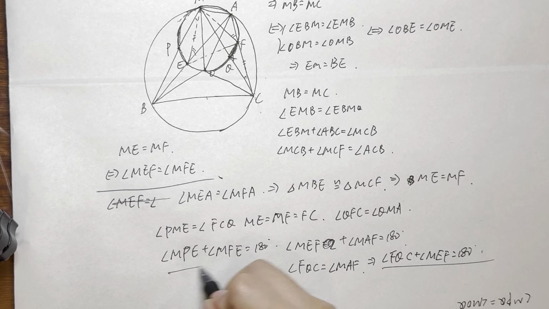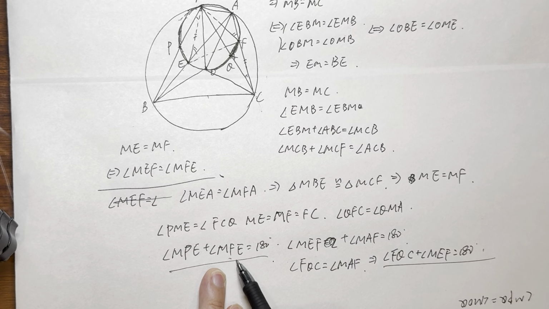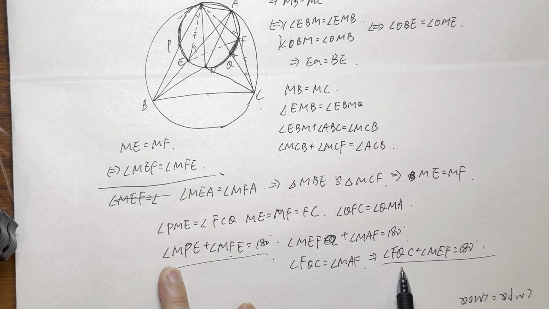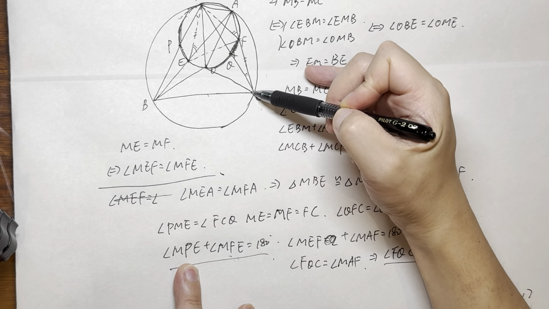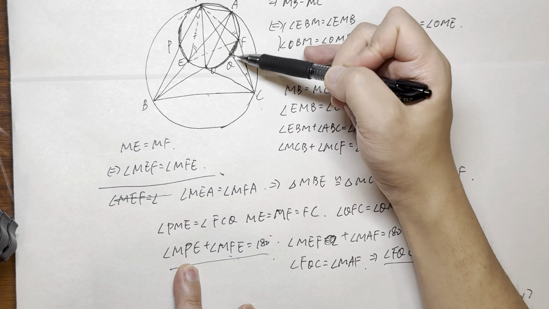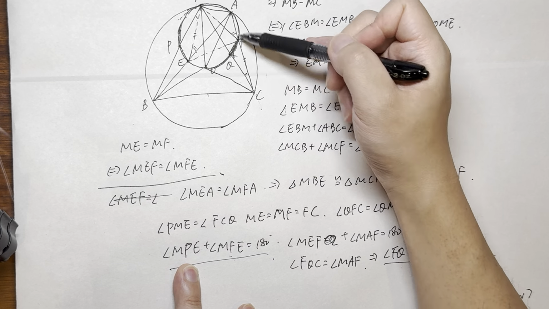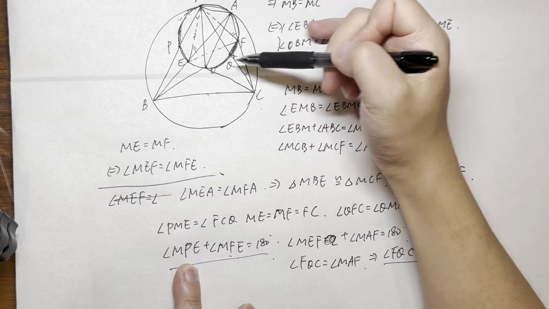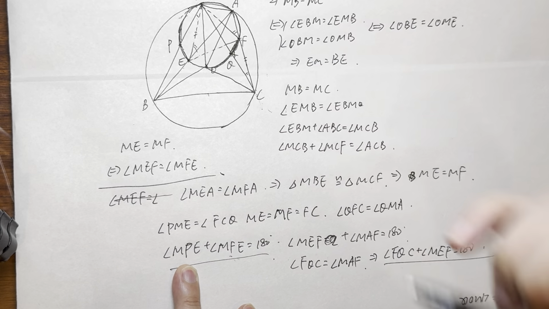Look at these two. Because ME equals MF, angle MFE equals angle MEF, which means angle MPE equals angle FQC, right? That means these two triangles are similar and the relative sides are equal, which means these two triangles are congruent, which means MP equals CQ.